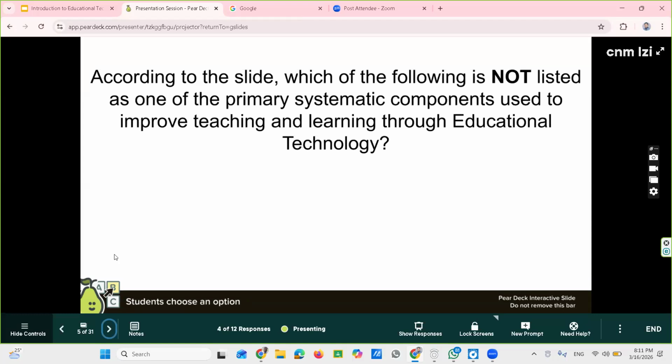Right, only four of you are giving answers. Now five. They are asking what the not listed one is. There are three components listed: systematic design, process management, and performance evaluation. Right, the not listed one. We'll check the answer now. Nine of you have given answers.